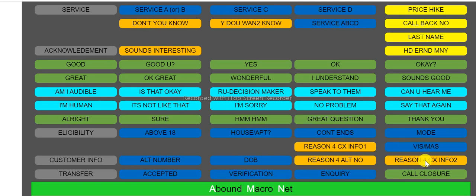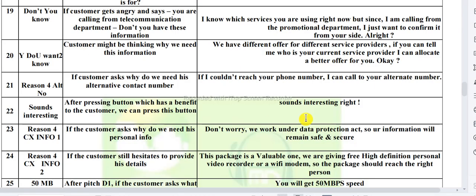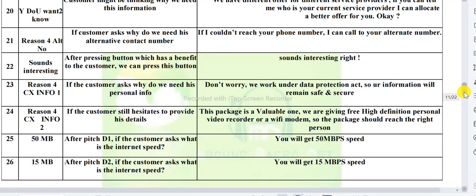And now we are moving to reason for customer info 2. This package is a valuable one. We are giving a free high-definition personal video recorder or a Wi-Fi modem, so the package should reach the right person. So the customer is not worried about giving information, but they would like to know why you need this information, or they can ask in different ways, like is this information really mandatory?